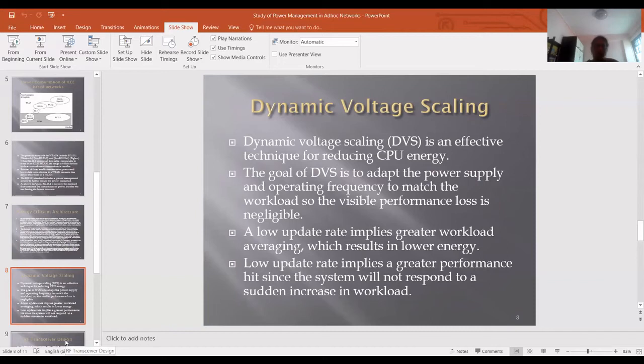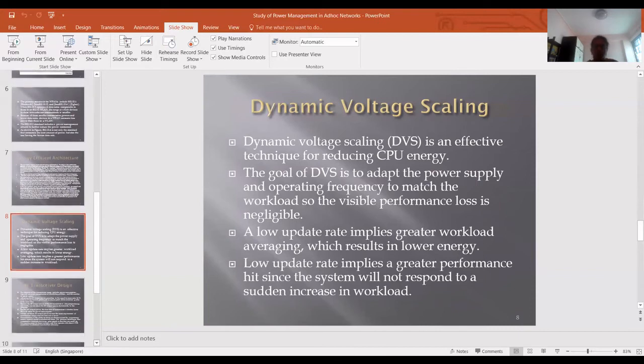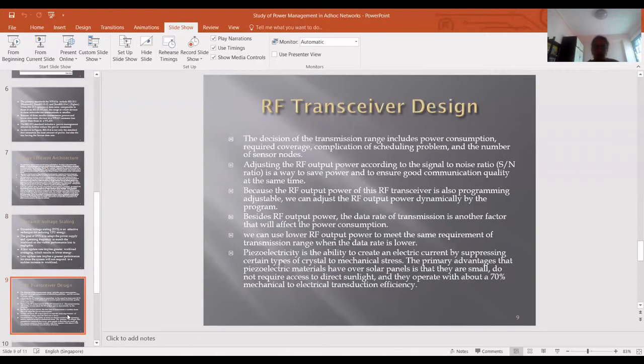Dynamic voltage scaling is an effective technique for reducing CPU energy. The goal of DVS is to adapt the power supply and operating frequency to match the workload, so the visible performance loss is negligible. A low update rate implies greater workload averaging, which results in lower energy. A low update rate also implies a greater performance hit, since the system will not respond to a sudden increase in workload. Now we are going to see about the RF transceiver design.